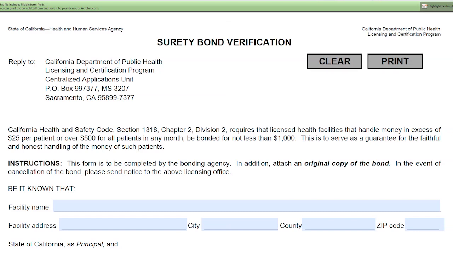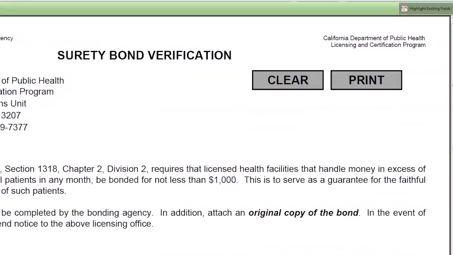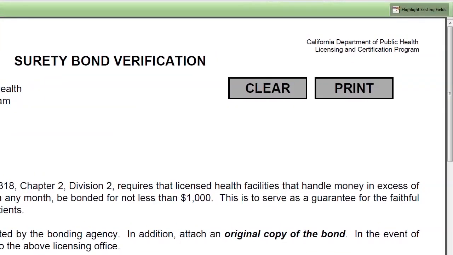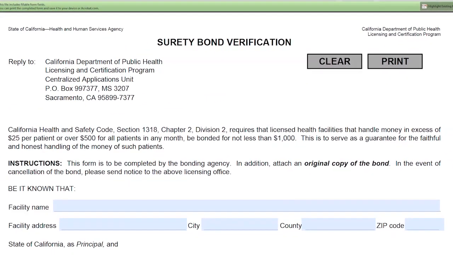patients. California Health and Safety Code, Section 1318, Chapter 2, Division 2, requires that licensed health facilities that handle money in excess of $25 per patient or over $500 for all patients in any month be bonded for not less than $1,000. Please check the upper right-hand corner of this form to ensure you are submitting the California Department of Public Health form and not the Department of Social Services form.